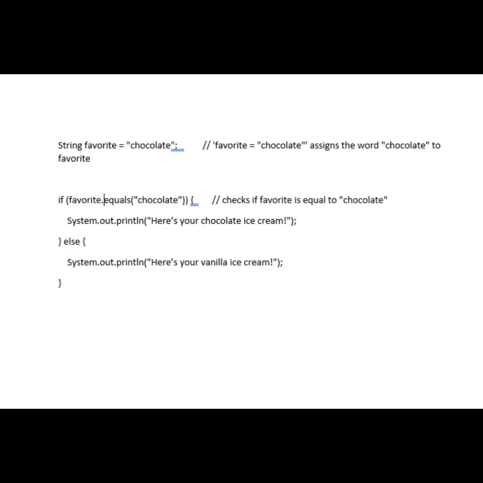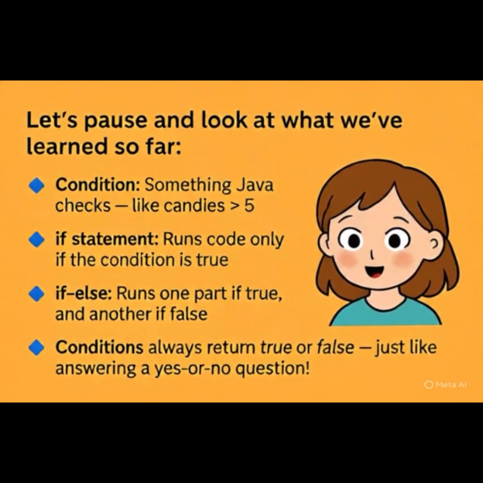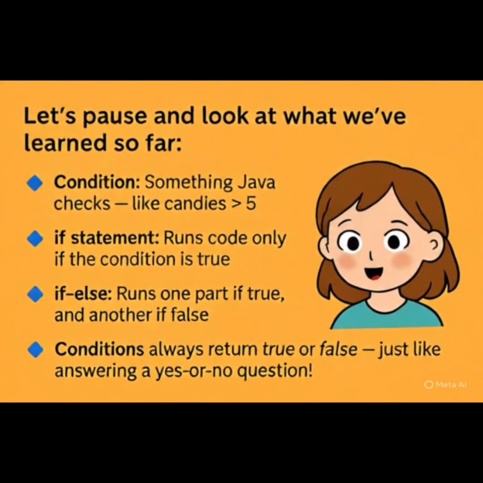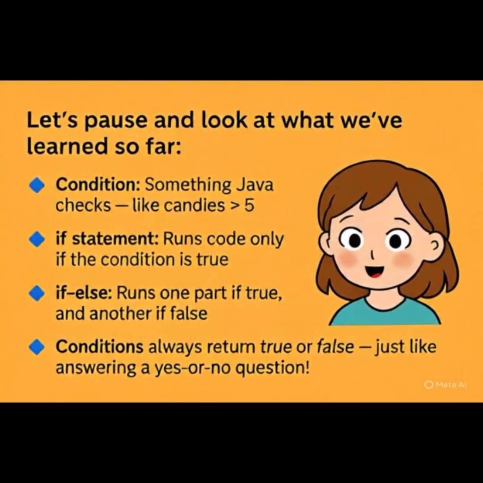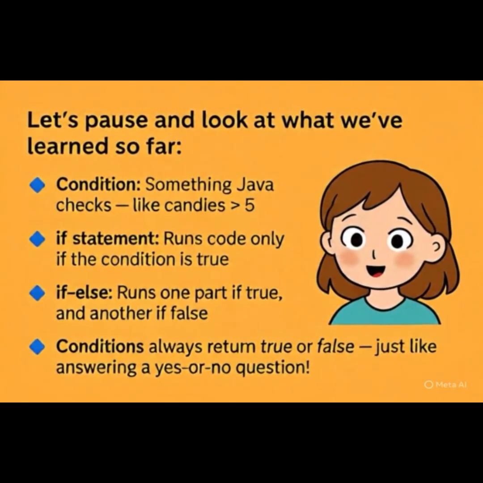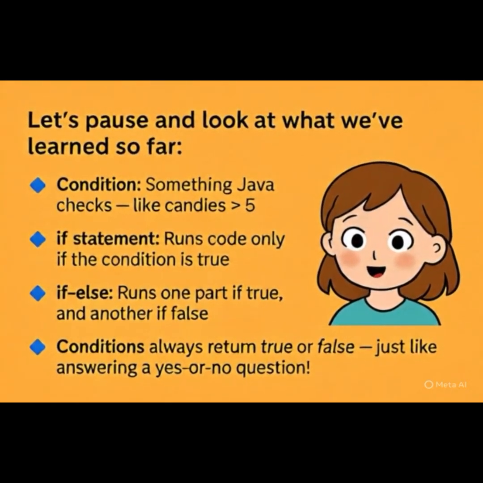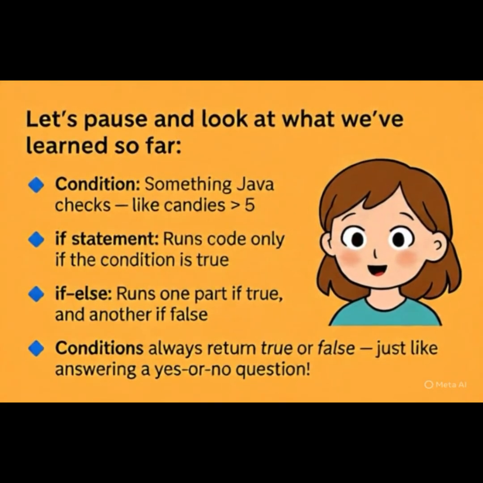Let's pause and look at what we've learned so far. Condition, something Java checks, like candies > 5. If statement, runs code only if the condition is true. If else, runs one part if true and another if false. Conditions always return true or false, just like answering a yes or no question.